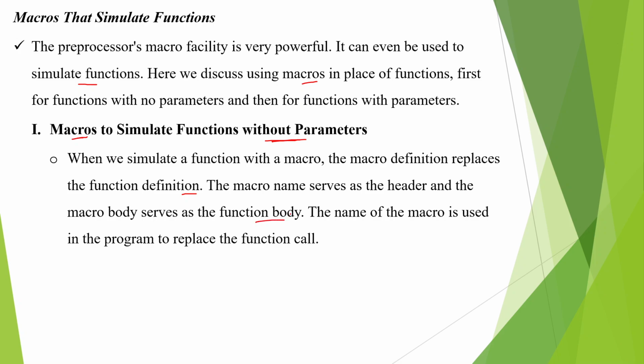Whatever statements you are writing as part of the body of your macro, that body is same like your function's body. The name of the macro is then used to call the function. The way we use the function name to call the function, here to invoke the macro body, we use the macro name.